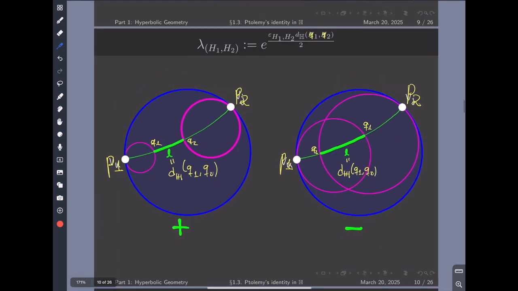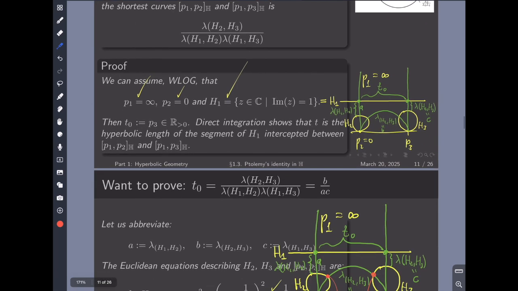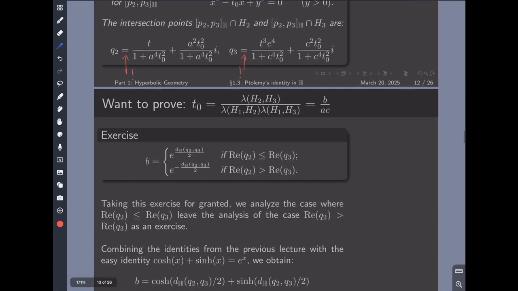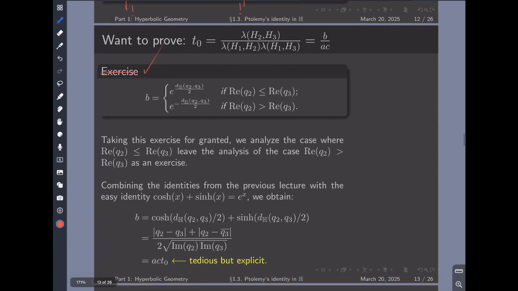I'm already using what I said here, that if they cross, the segment has to go here. It has to go there. I mean, it has to be a subset of the intersection of the 2 Euclidean disks. So this exercise I actually already solved. Right? So it's solved. So that's a fact.